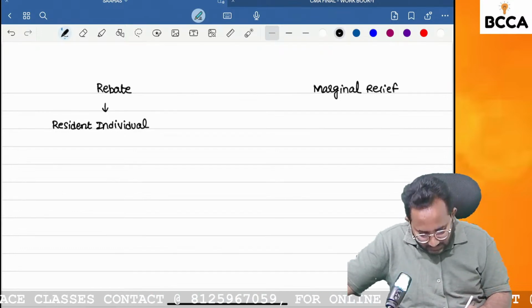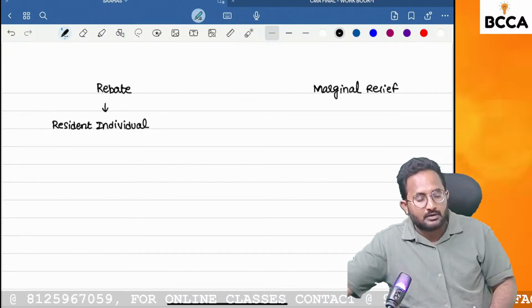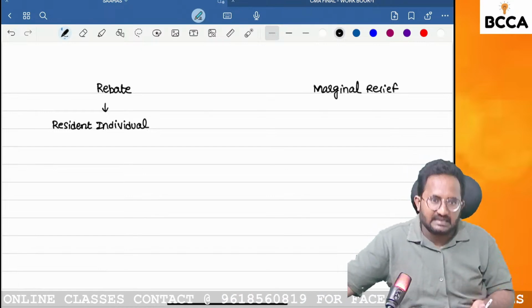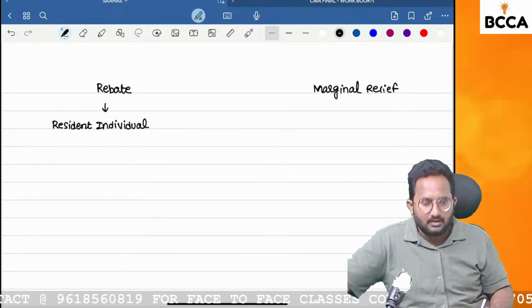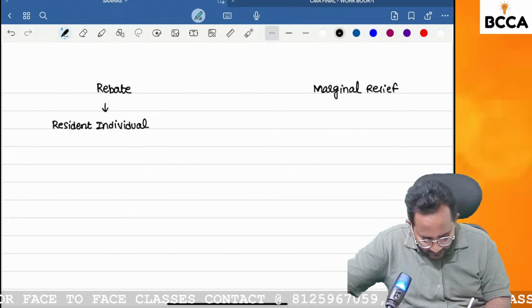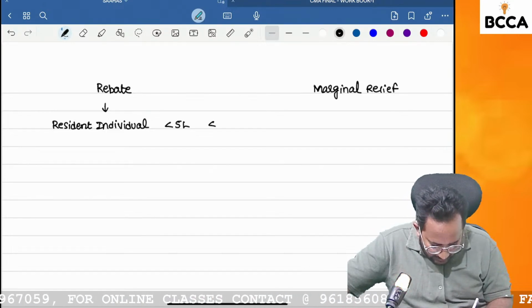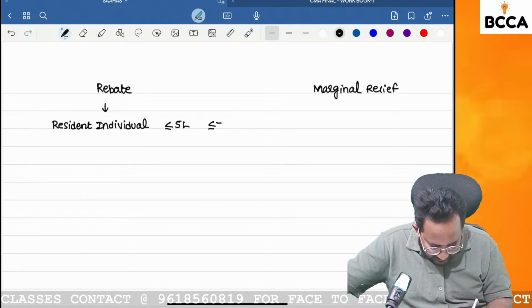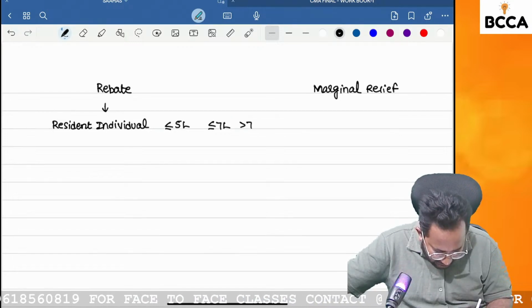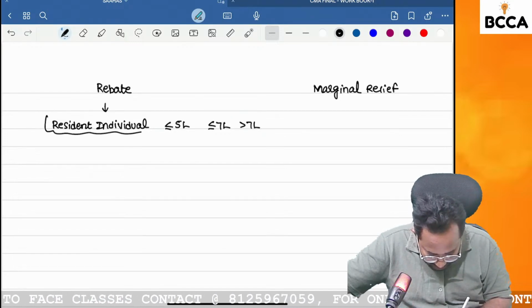Yes. And who having the total income of what? Less than 5 lakh or less than 7 lakh. In normal tax rates, what is that? Less than 5 lakh. In optional tax rate, what? Less than or equal to what? 7 lakh. In some cases, more than 7 lakh. You can get the what?